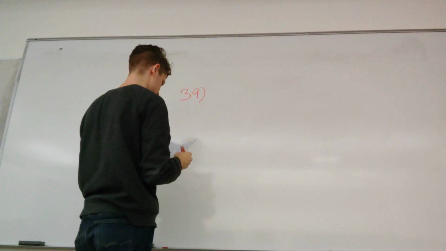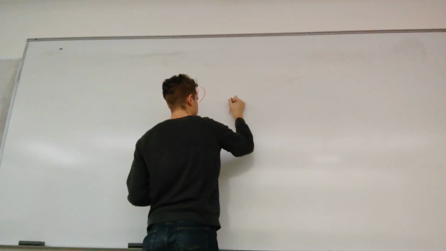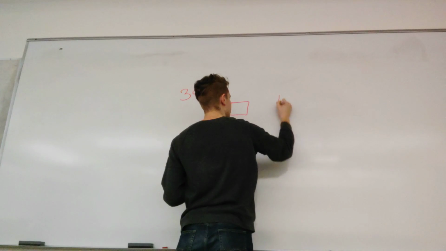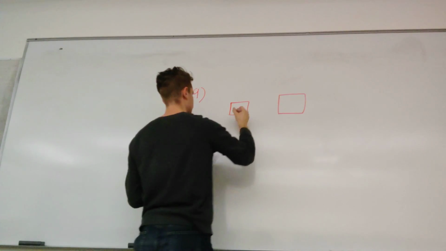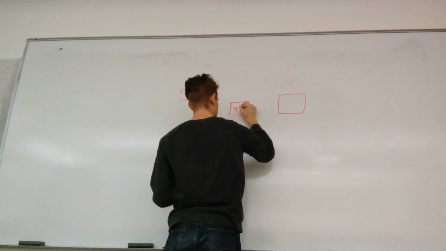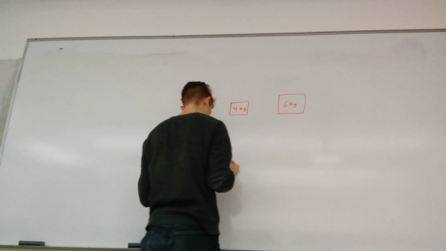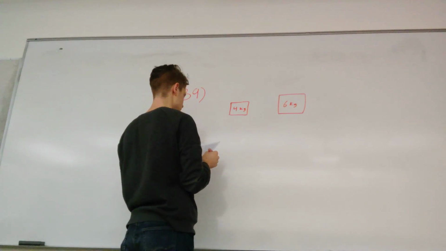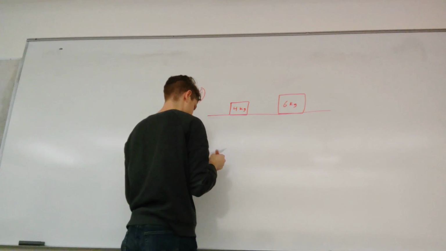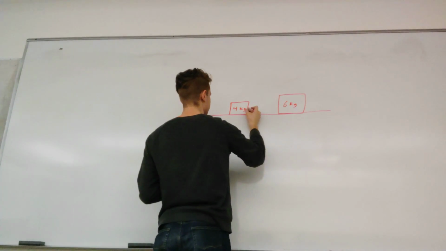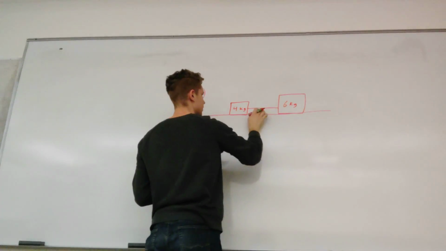So for 39, it gives you that there are two crates. So crate 1 and crate 2, which is slightly bigger, weighing 4 kilograms and 6 kilograms, which are both on the surface of a frozen pond, which acts as a frictionless surface for us here, connected by a light rope. So that just means we can ignore the weight of this rope here.